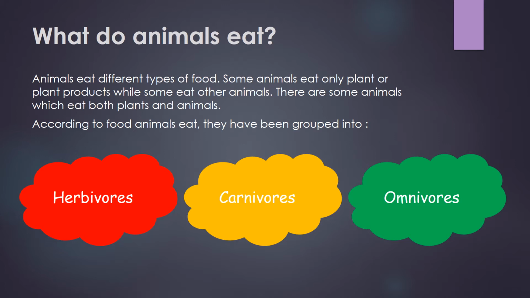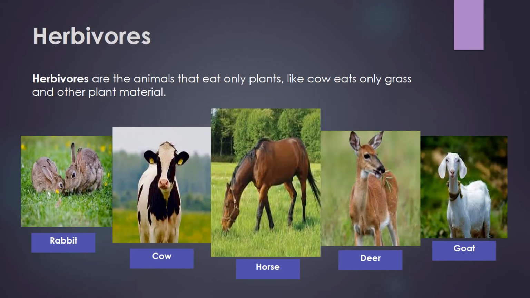The first category is herbivores. Herbivores are the animals that eat only plants. They only feed on plants. For example, a cow eats only grass and other plant material. You can see pictures of a rabbit, cow, horse, deer, and goat. These are the animals that feed only on plants and plant products.